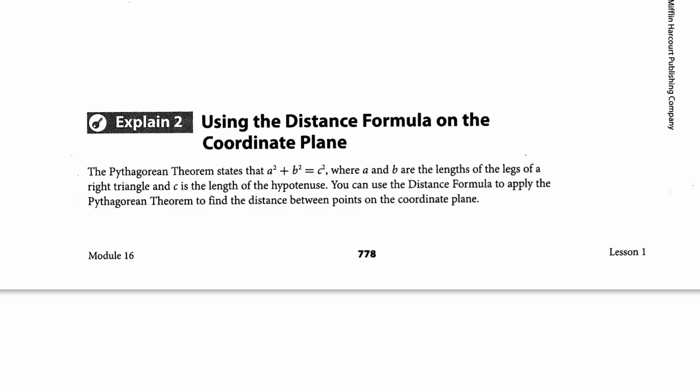The Pythagorean theorem states that a squared plus b squared equals c squared, where a and b are the lengths of the legs of a right triangle and c is the length of the hypotenuse. You can use the distance formula to apply the Pythagorean theorem to find the distance between points on the coordinate plane.